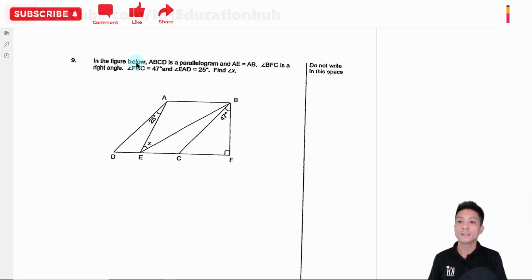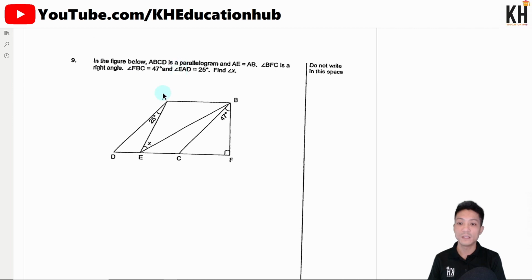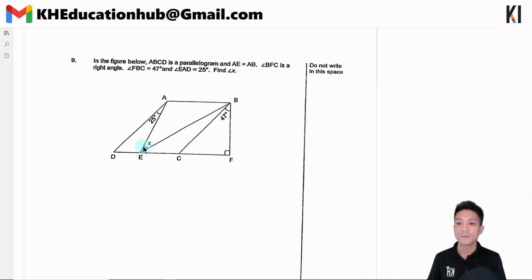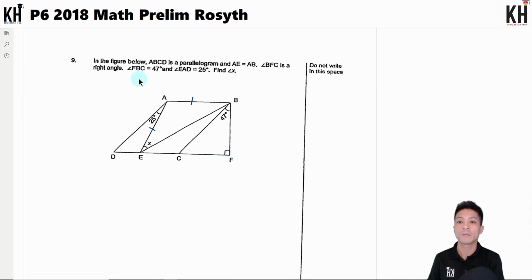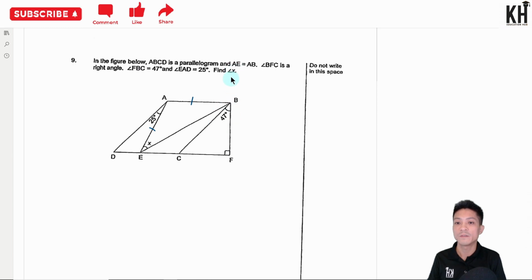Okay, question 9. In the figure below, ABCD is a parallelogram, and AE is equal to AB, so these two are the same. BFC is a right angle, already marked out. Angle FBC is 47, angle EAD is 25, and we need to find what angle x is here.